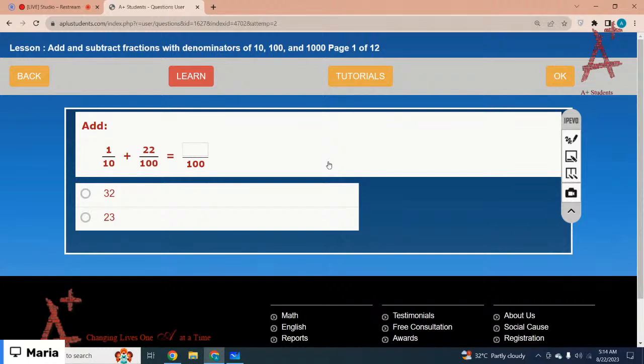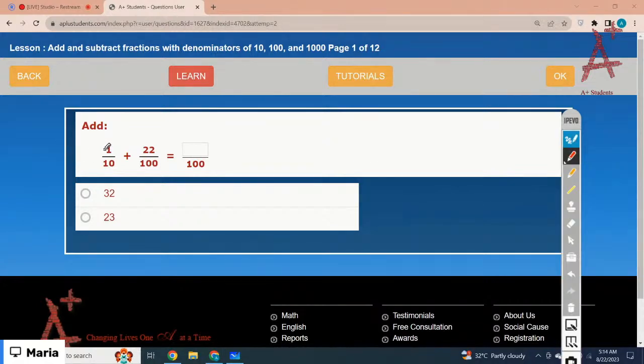It would be 23. No, it would be 32. Let me explain how. Because you have to make the denominator same, right?